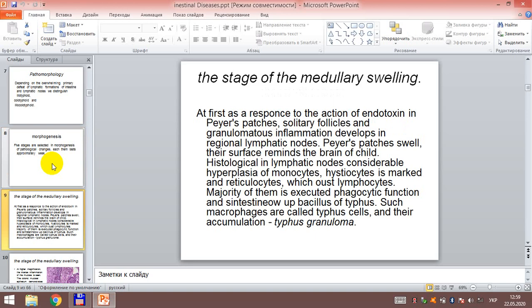Stage of the medullary swelling, the first stage. At first, as a response to the action of endotoxin, in Peyer's patches, solitary follicles and regional lymphatic nodules, granulomatous inflammation develops. Peyer's patches swell, the surface resembles the brain of a child. Histologically, in lymphatic nodules, considerable hyperplasia of monocytes, histiocytes and reticulocytes is marked. Most of them perform phagocytic function and synthesis of the bacillus of typhus. Such macrophages are called typhus cells, and their accumulation typhus granuloma.